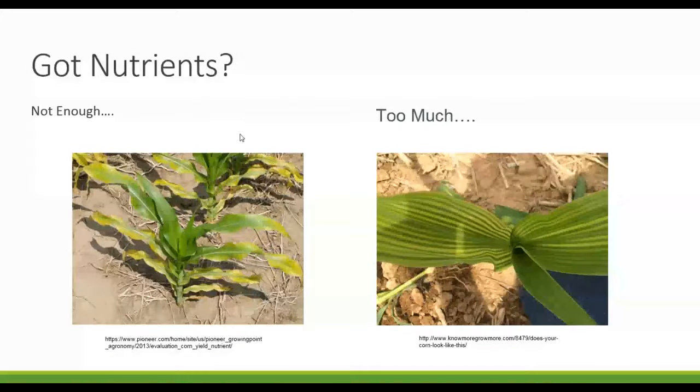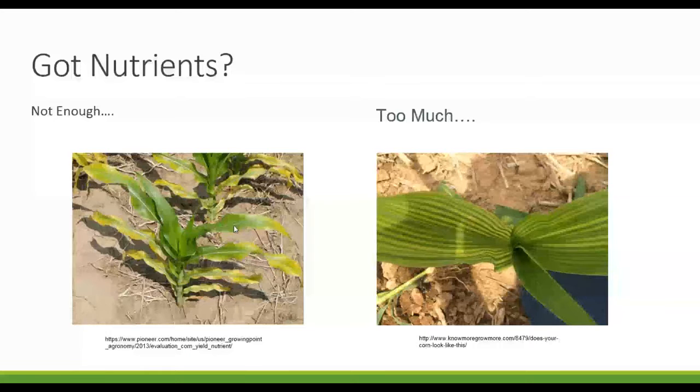Next, we're going to talk about how we can visually make observations to determine characteristics of soil fertility. On the left here, we can see a corn plant that has yellow leaf margins, and that's what we as scientists like to call marginal chlorosis, because there's chlorosis, which is the lack of chlorophyll, on the margins of the leaves. In this case, the plant does not have enough nitrogen, which means there's either not enough nitrogen in the soil or the nitrogen that is in the soil isn't available to that plant.